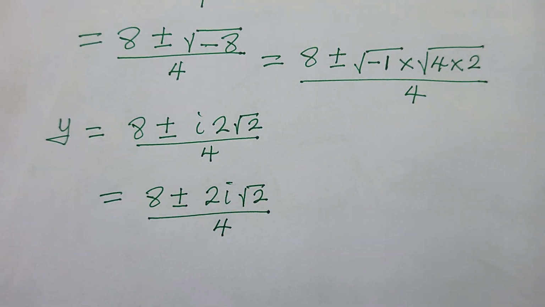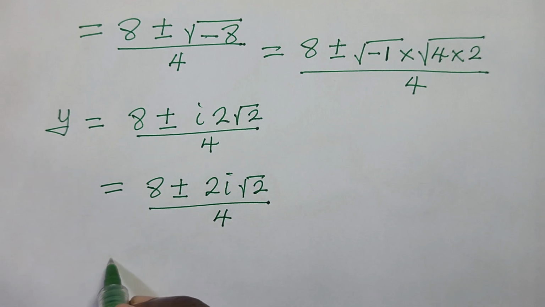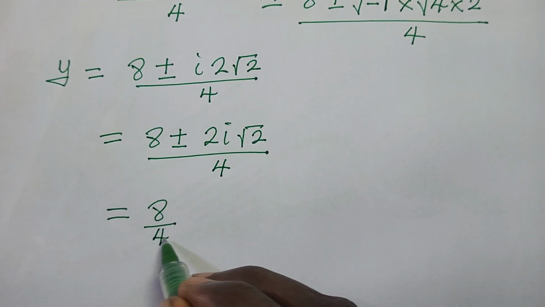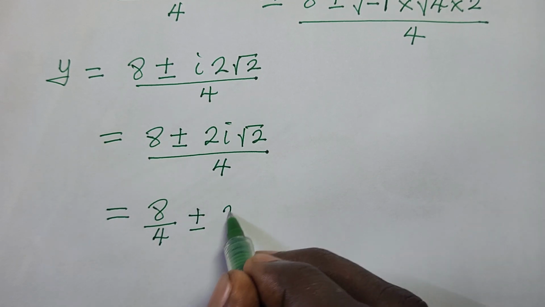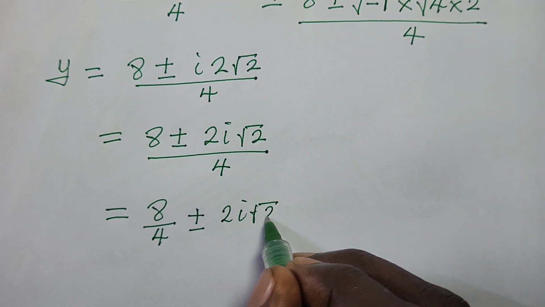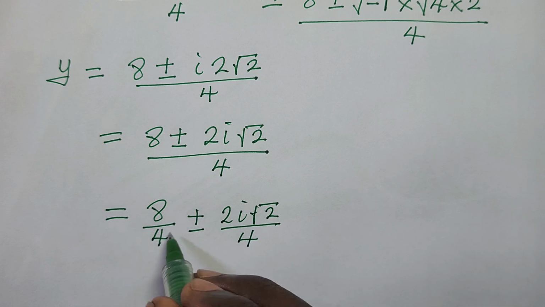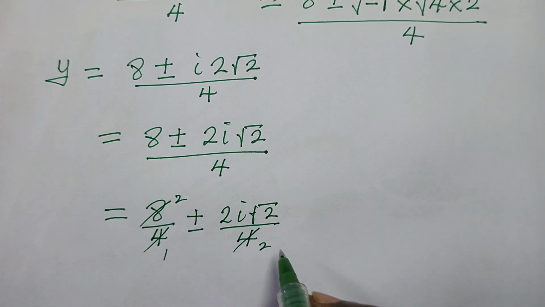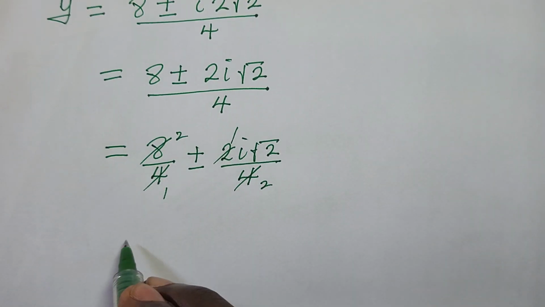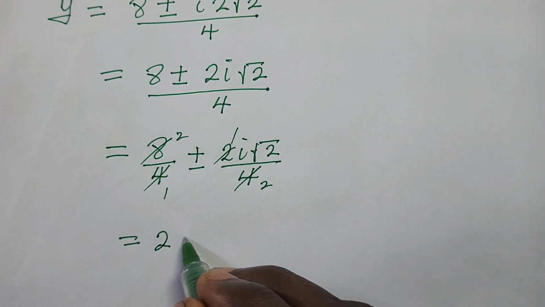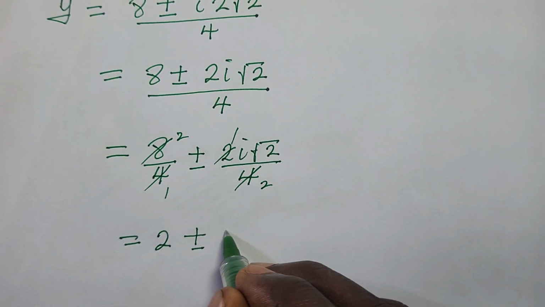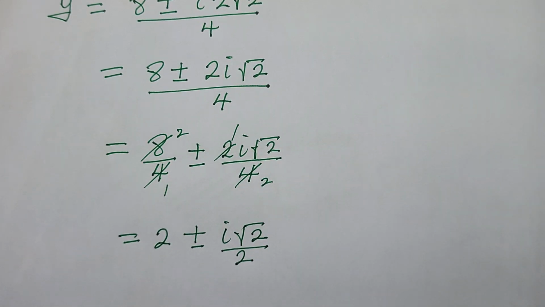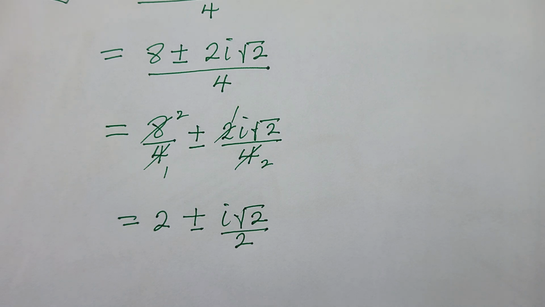From here, we can rewrite this expression very easily. So this is going to give us 8 all over 4, plus or minus 2i times the square root of 2 all over 4. So 4 here 1, 4 here we have 2, then 2 here we have 2, 2 here we have 1. So we now have this to be 2 plus or minus i times the square root of 2 all over 2. So we have two solutions from here now.